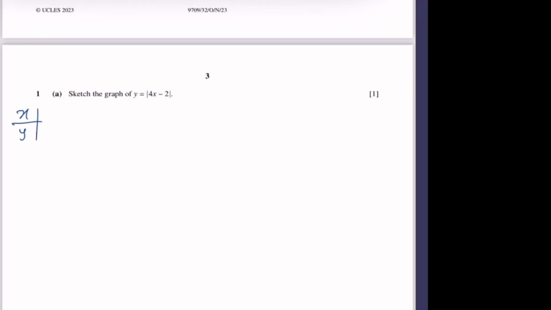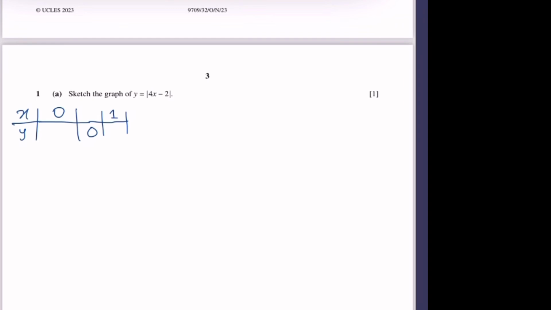So to do these kinds of questions, we're simply going to make a table: x values and y values. It's recommended to take at least 3 values. Two values are very important, one where x is equal to 0 and one where y is equal to 0, and the third value can be any value. Let's suppose that x is equal to 1.